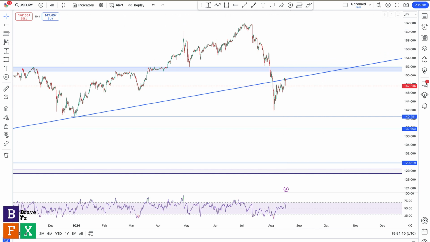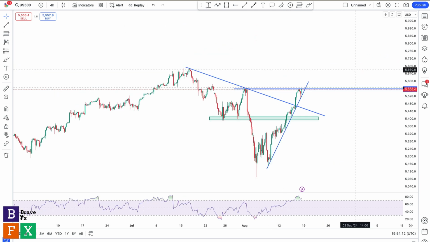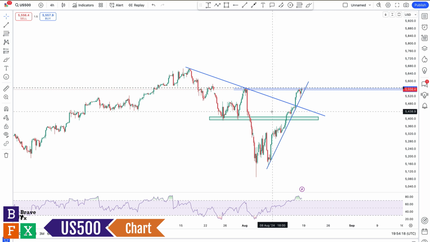So lastly, we're going to be talking about US500. This is the S&P 500. The only reason why I decided to talk about this chart is because it looks similar to what we have on Nasdaq, right? So remember, Nasdaq had this trend line, something similar. We broke out from the trend line, and now we seem to be trading around a significant area of resistance.